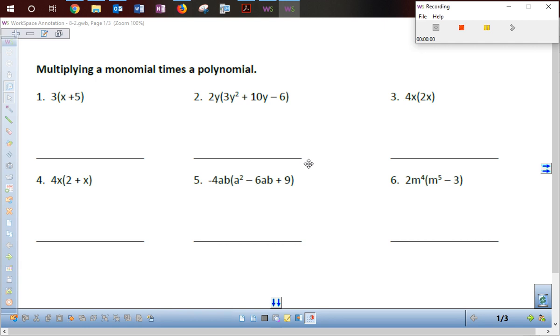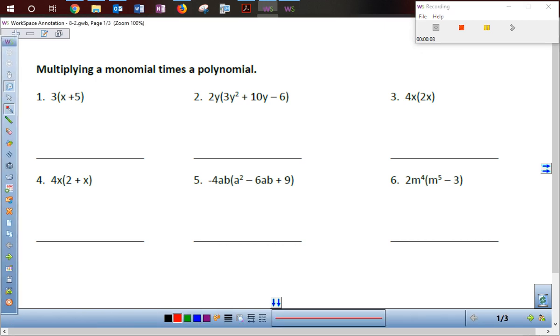Hey guys, today we're going to talk about what happens when you multiply a monomial by any kind of polynomial. So if you'll take a look at number 1, I have a monomial of 3 being multiplied by a binomial of x plus 5. Well, this is nothing like you haven't seen before. This is just basic distribution. We're going to take this 3 and distribute it through that binomial. So 3 times x gives me 3x, and 3 times 5 gives me 15.